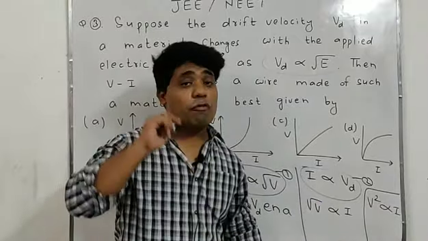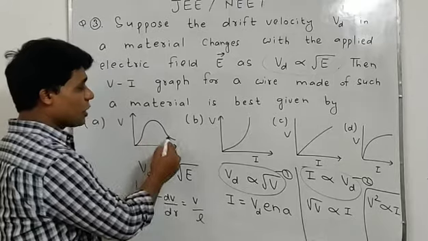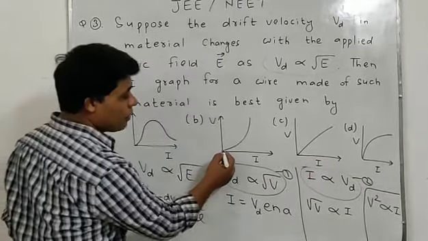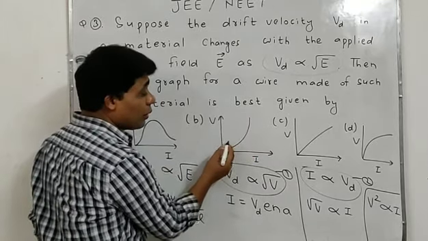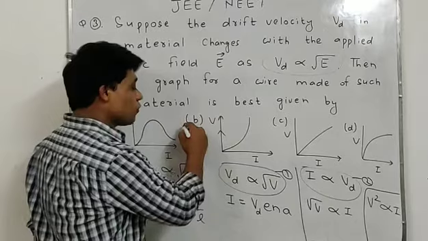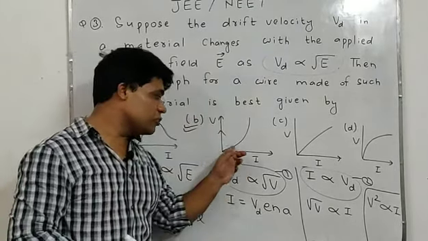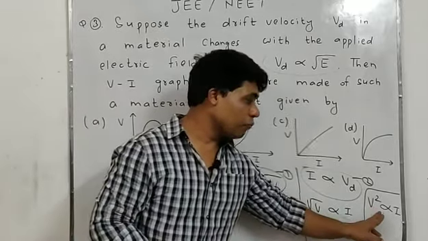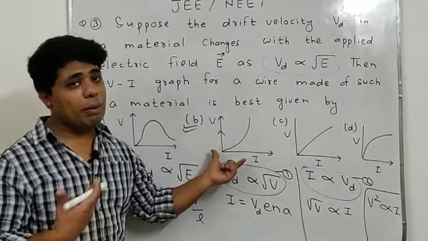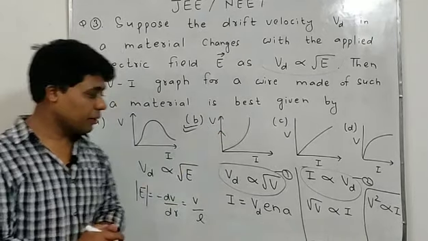And V square means it should be along the V axis, the potential axis. So we are given a straight line like this. This is the parabola, along the potential axis, the V axis. So which one is the correct option? The graph should be parabolic between V and I. For V square proportional to I, for such a relation, this will be the right option, parabolic along the potential axis. So option B is the correct one.